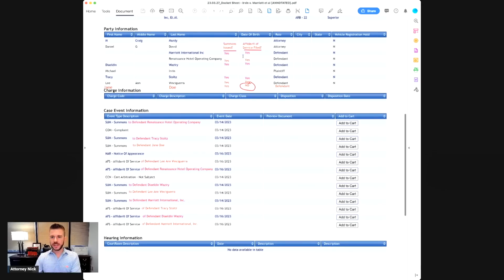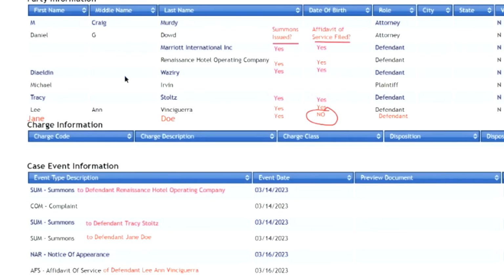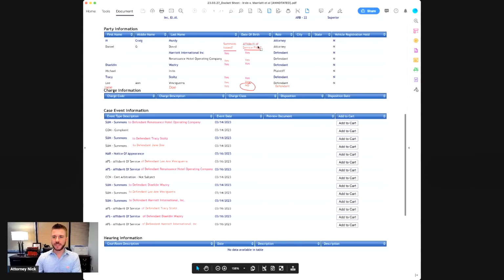And if you look down here, a summons has been issued to each of the defendants, and an affidavit of service has been filed for each of the defendants as well, except for the Jane Doe defendant. The only affidavit of service that we're missing is the one that would include Jane Doe's real name. It has not been filed in this case yet. So that could mean one of two things: that Jane Doe has not been served yet, which is unlikely since it looks like they were able to serve all of the other defendants fairly quickly, basically on the same day that the summons issued, or that Jane Doe has been served, but Michael Irvin did not file it with the court.